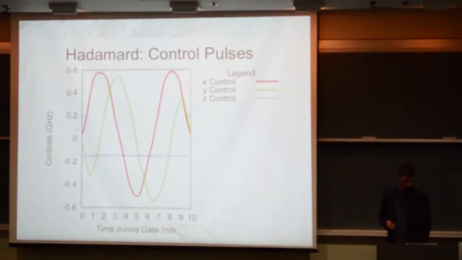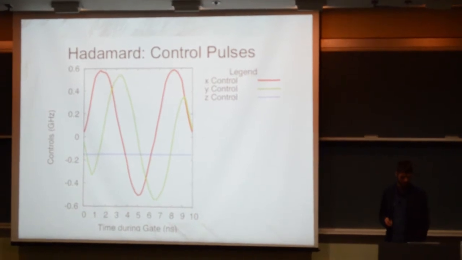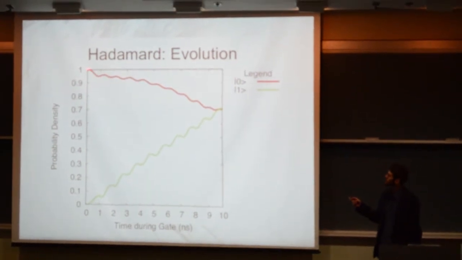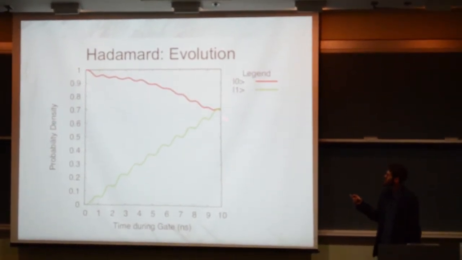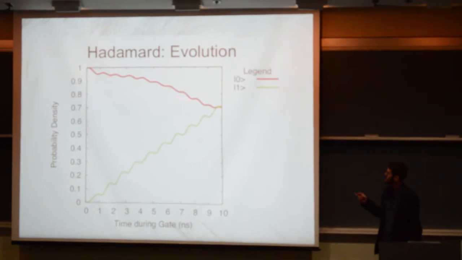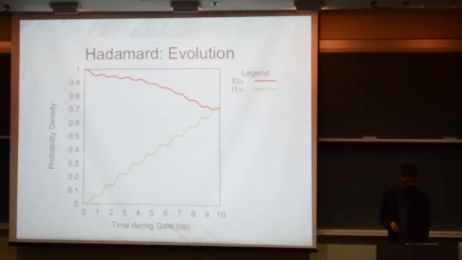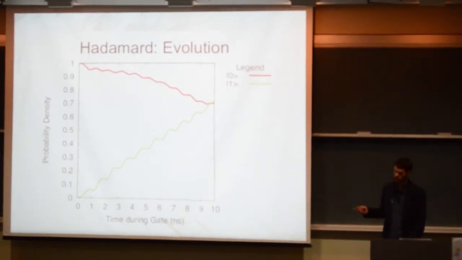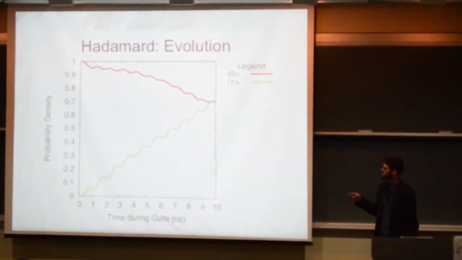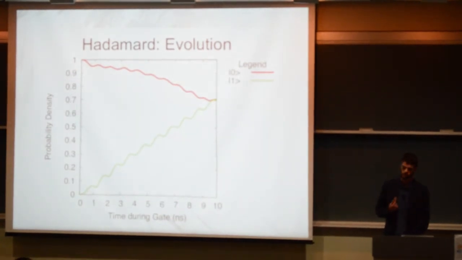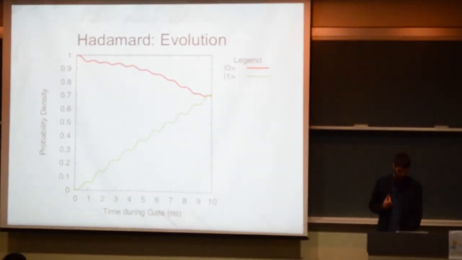And here's the pulse for a Hadamard gate, which causes this evolution, where we're starting in the 0 state and ending in a superposition. And while I'm only showing one set of initial conditions, the gate works for any set of initial conditions.